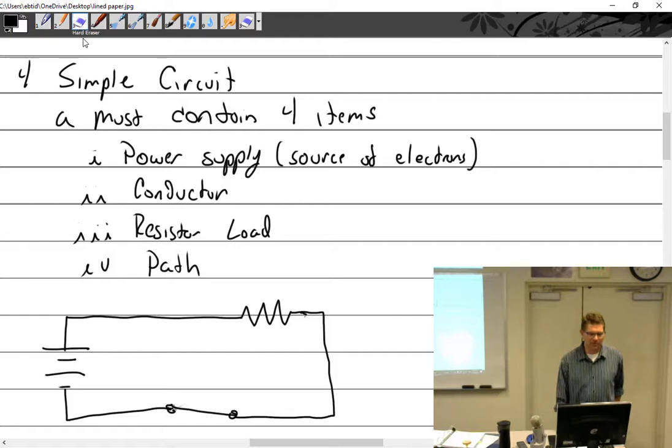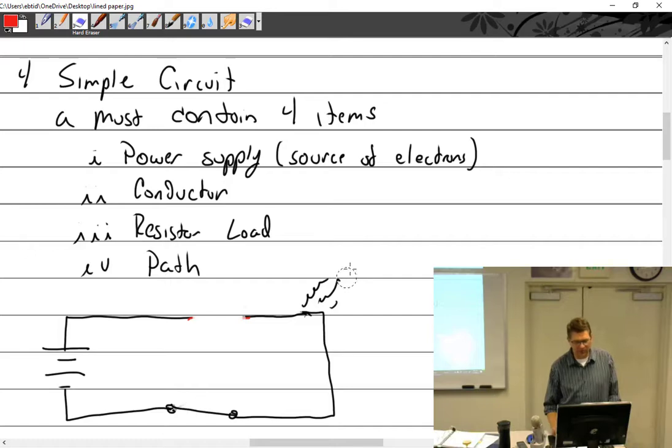Why do I need a load? Wouldn't it be a simple circuit without it? What would it be powering? Well, is this not a simple circuit? That's a short circuit. In a minute, it's going to start smoking and turning red and getting melty, and then it's going to open. So maybe it would be a circuit for a very few seconds, but that's it. That's why we need all of those items.